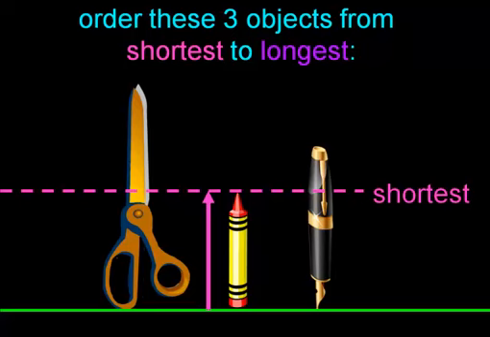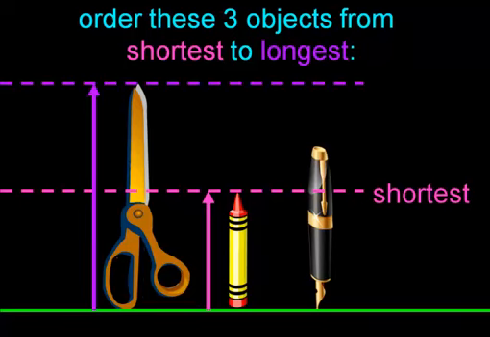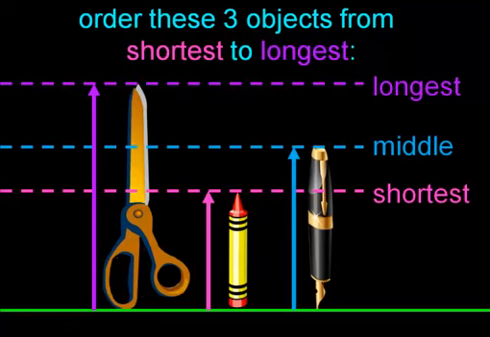of the three objects. The scissors are the longest, and the pen is in between the length of the crayon and the length of the scissors. So the order of these objects will go crayon number 1, pen number 2, and scissors number 3.